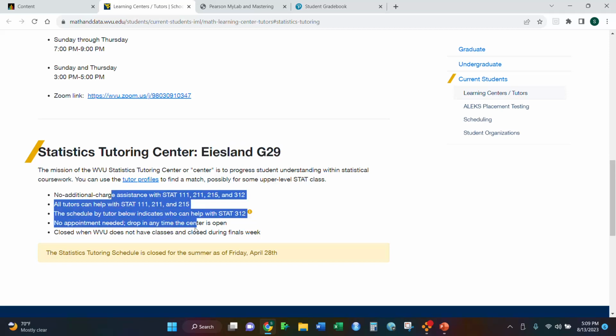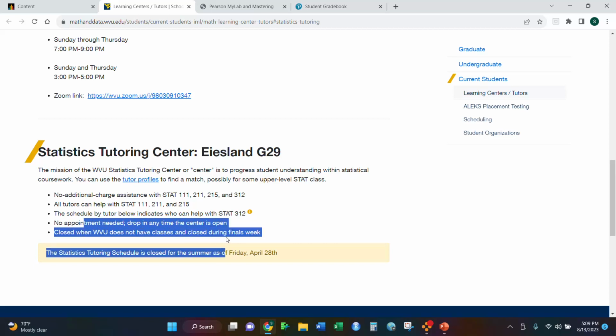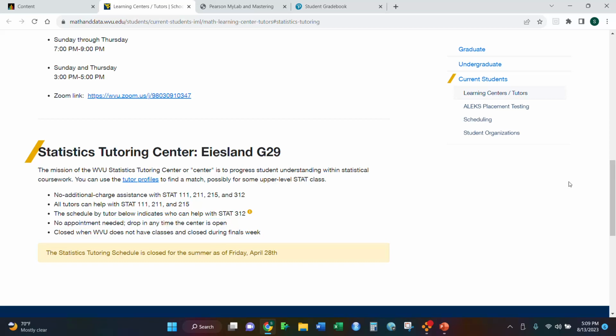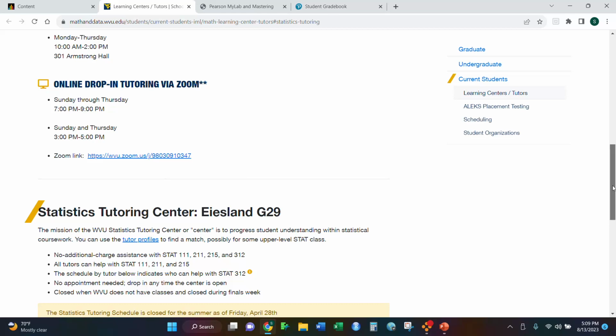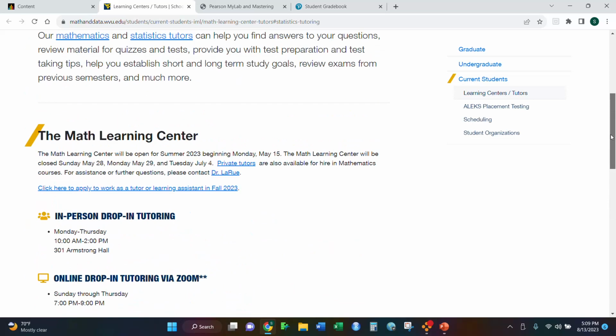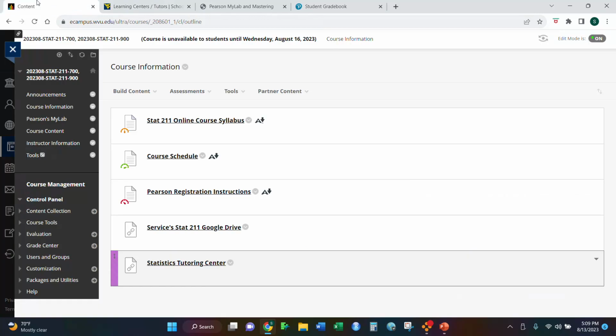Basically, tutors are available for this course. All tutors can help you with this course. There is no appointment needed. You can drop in anytime. It is closed during finals week because these are students and students have to take finals as well. As far as the schedule goes, if you click on this link, it'll pop up the schedule to see when the center is open.